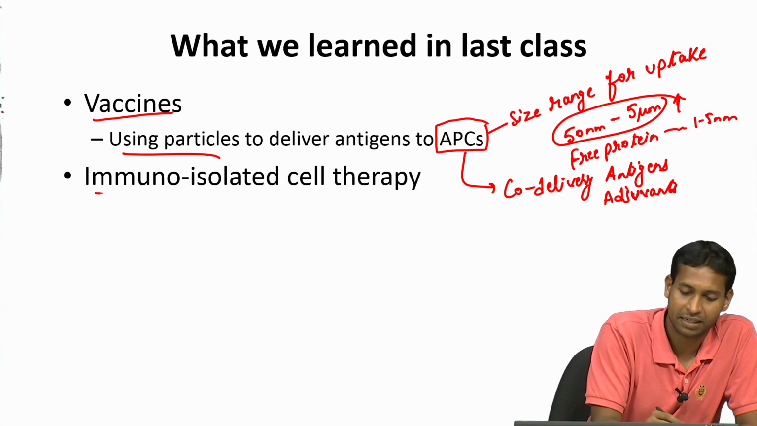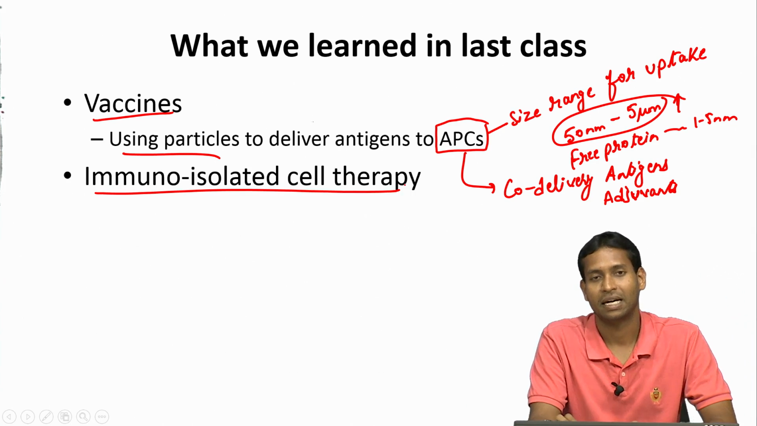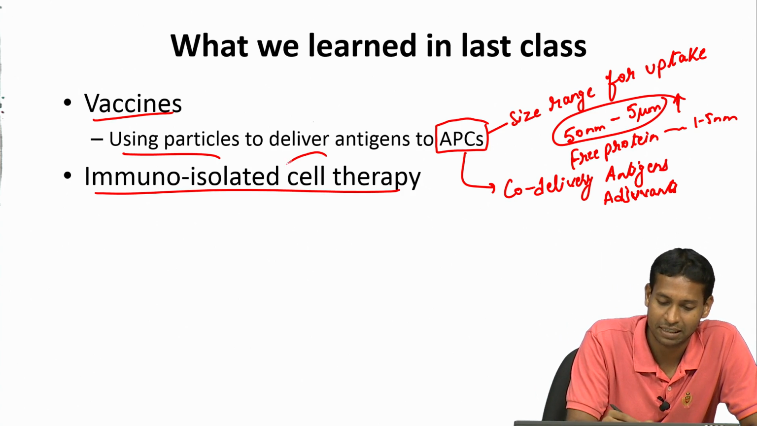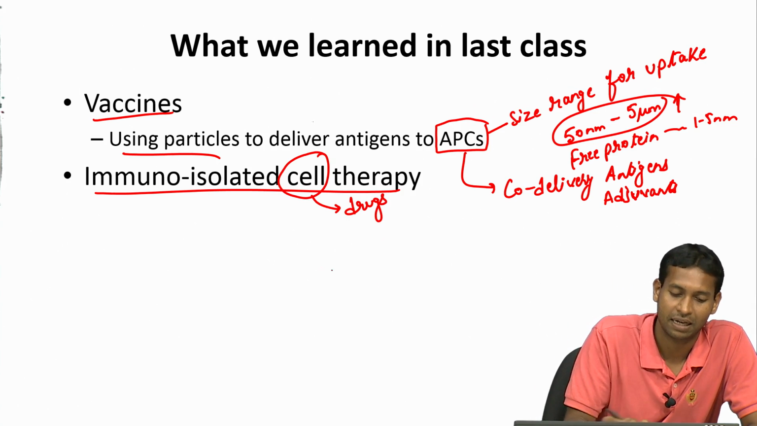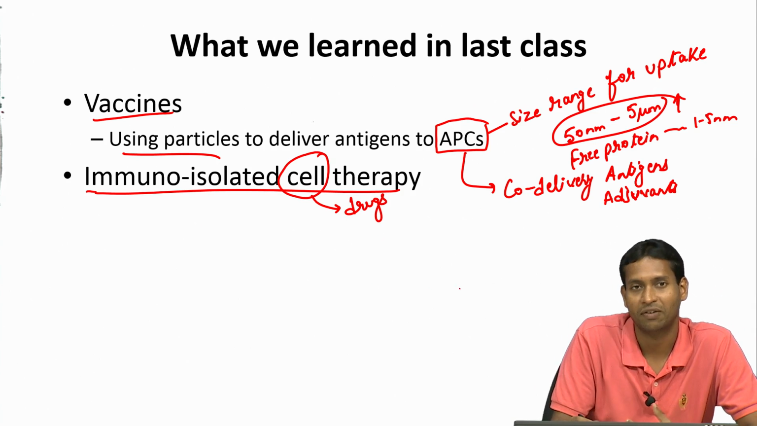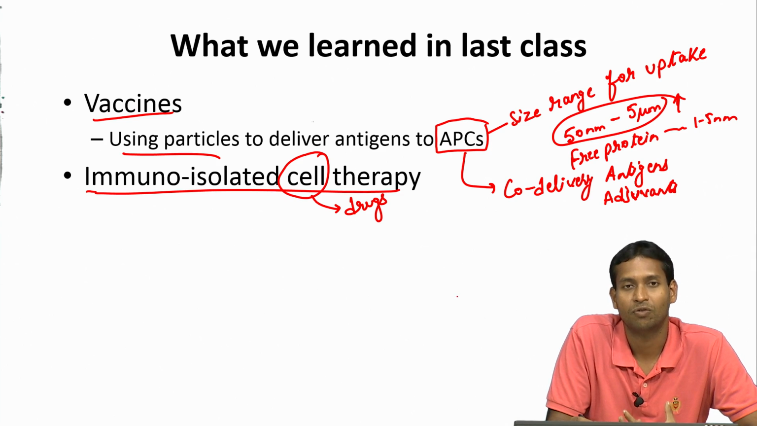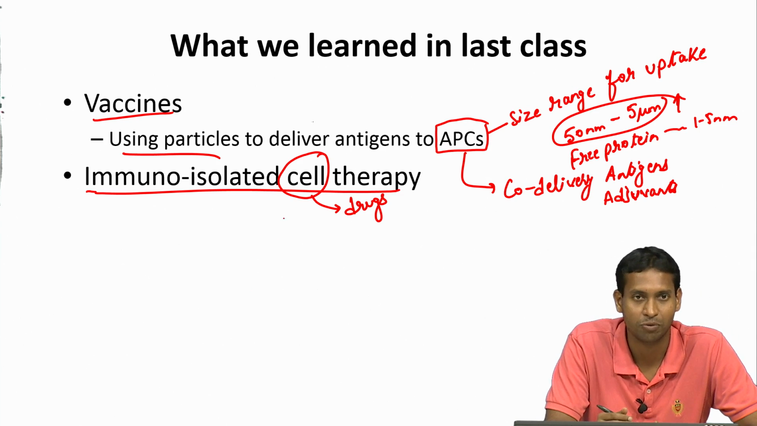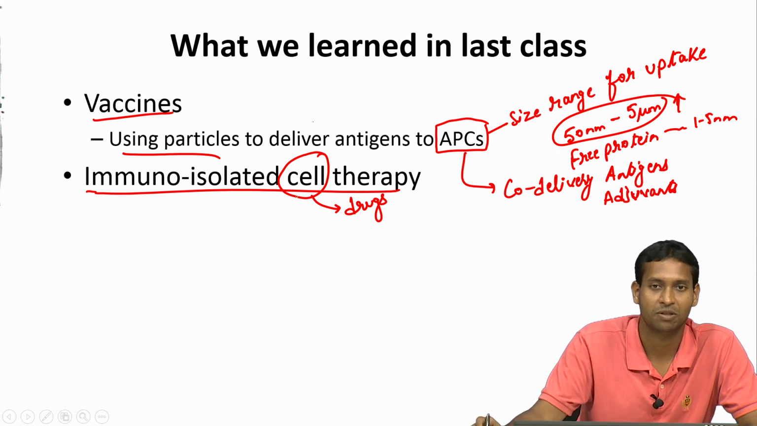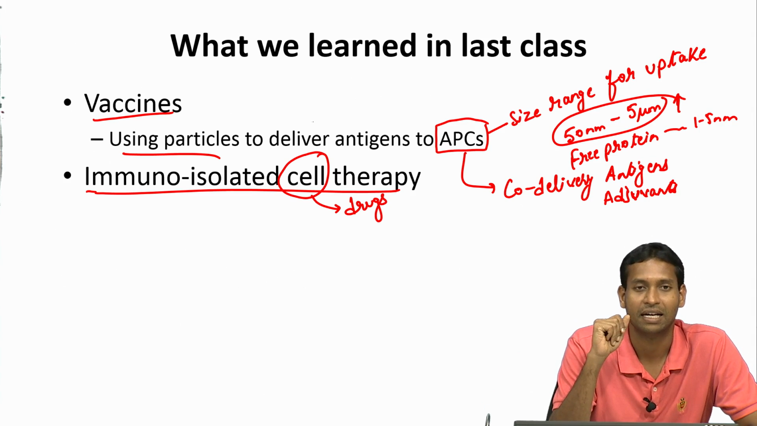Then we started our discussion on immunoisolated cell therapy, and as the name suggests, this is to deliver cells. So, in this case your cells are your drugs, and immunoisolated means we want to protect from the immune system. So, we do not want the immune system to attack these cells, which could be from a foreign source, could be either from a different human or actually could be from a different species altogether, could be from pigs for example. And so that is what we were discussing: first of all, why it is required, and secondly how potentially you can do it.